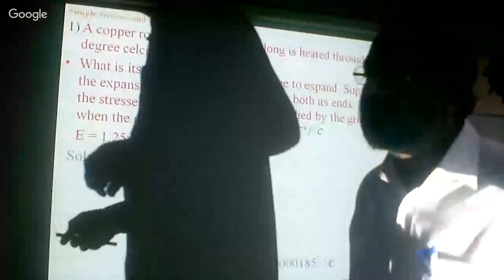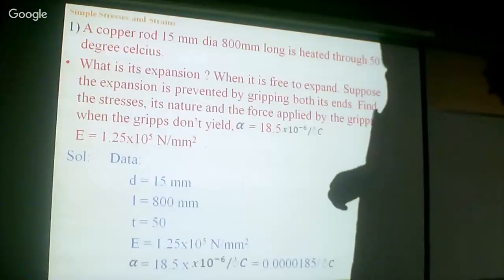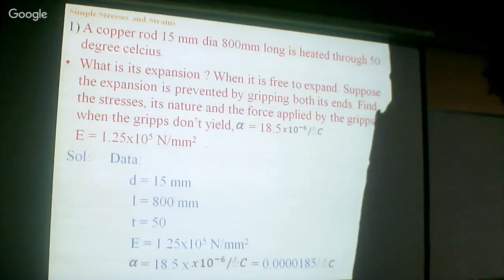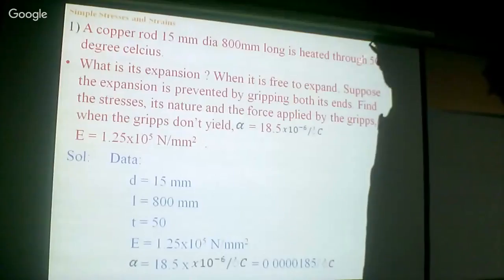A copper rod 800 millimeter long is heated through 50 degrees centigrade. What is the expansion? And when it is fully expanded, suppose the expansion is prevented between both its ends, find the stresses, their nature, and the force applied by the grips. Now, this is the problem.